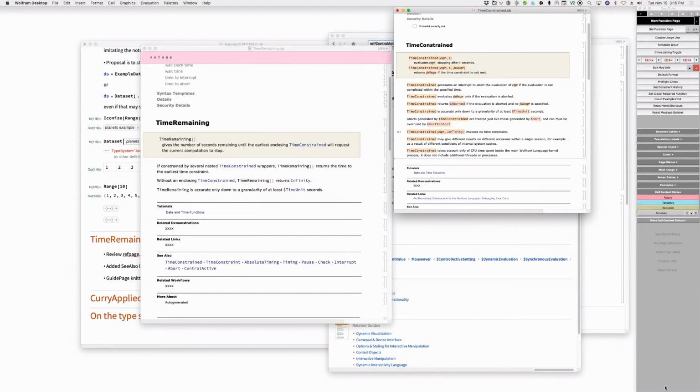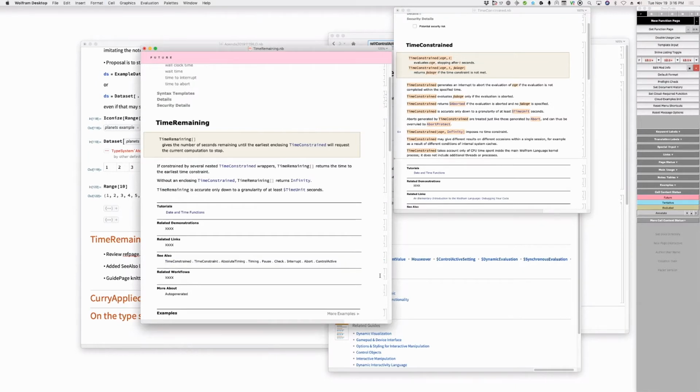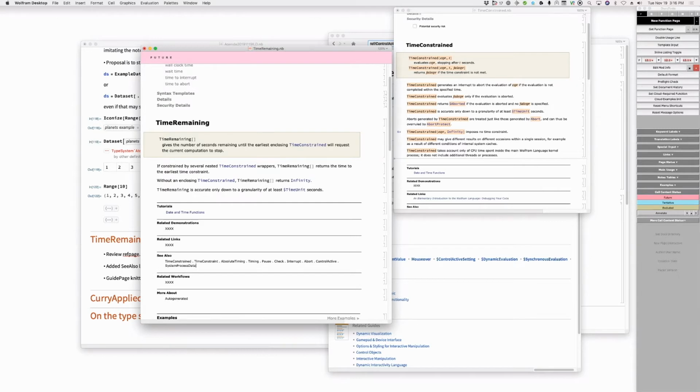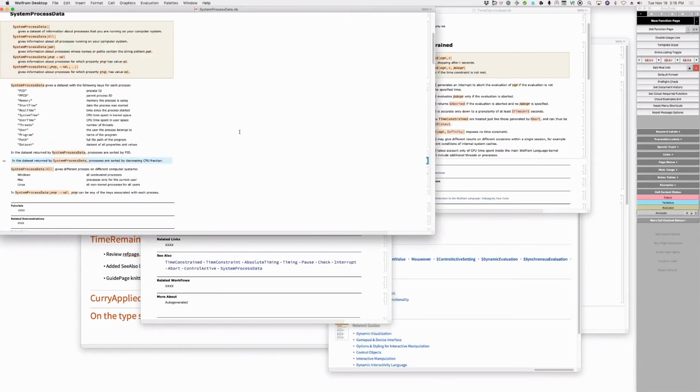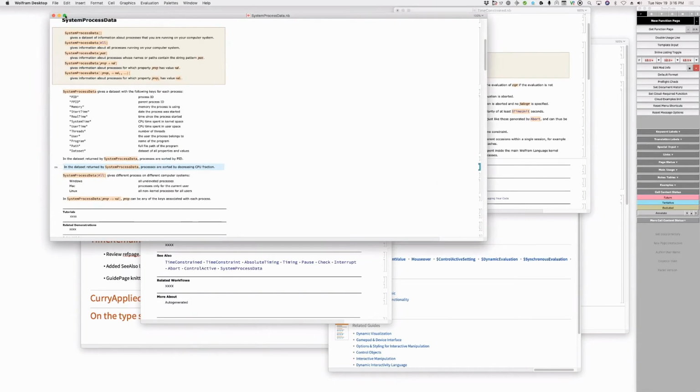By the way, this should reference system process data. Should it not? Because that is going to tell you things about how much time a process has spent. See, system time and so on. Yep.